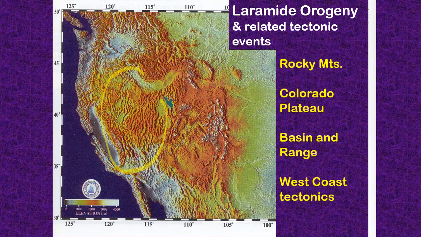Now, the Basin and Range is what you're seeing here. What you're seeing in this area, notice around Nevada and Utah, we have a lot of these very linear little mountain ranges with valleys in between. And that's caused by the stretching of the North American craton.